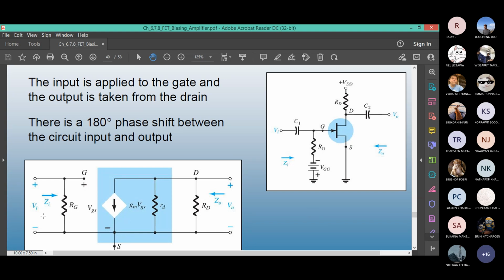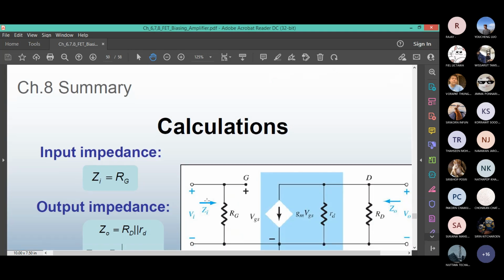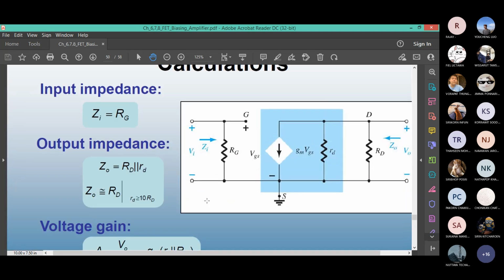Try to look from the input side of the circuit. You see input impedance is the same as RG. Typically, RG is given in mega ohms, so it satisfies the gate current 0 approximation. If you look from the right-hand side back into the circuit, you see two resistors in parallel, big RD parallel with small rd. There are cases where you can ignore the small rd. If small rd is greater than or equal to 10 times big RD, then you can ignore it. So here the input impedance is RG, output is RD parallel small rd.